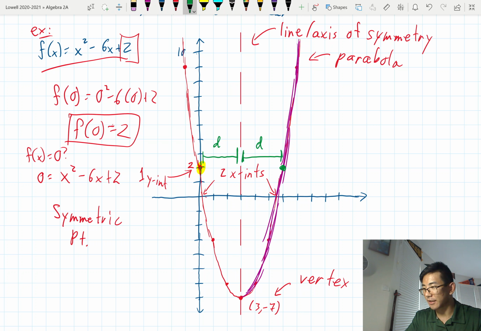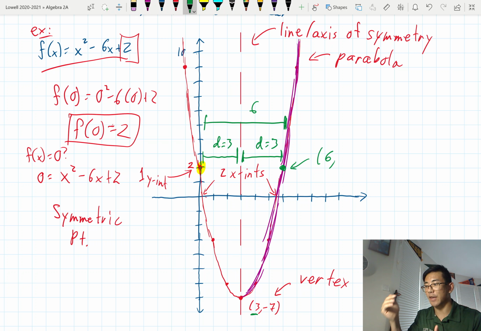Notice that the line of symmetry always goes through the vertex right here. And therefore, if the x-coordinate of the vertex is 3, then that distance there is 3. Likewise, to get to that symmetric point, you have to go 3 again. So in total, you're going 6, and the x-coordinate of this point would be 6. Now remember that it's symmetric, so if the y-intercept went up some distance, then that symmetric point went up the same distance. So if the y-intercept is at (0, 2), then the y-coordinate of the symmetric point would also be 2. This is what we'll call our symmetric point.